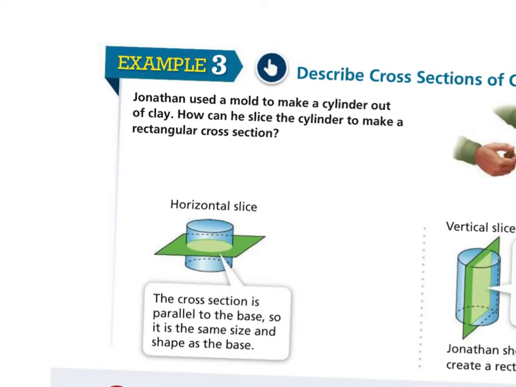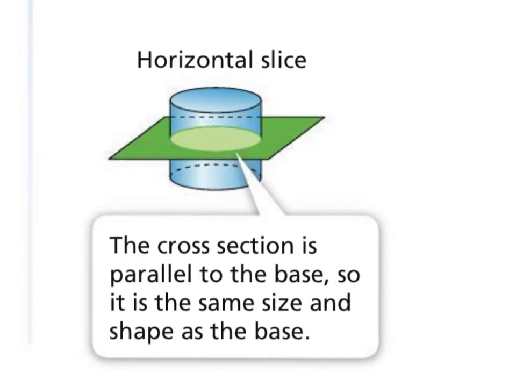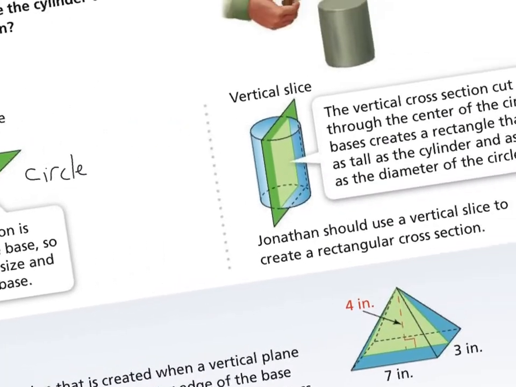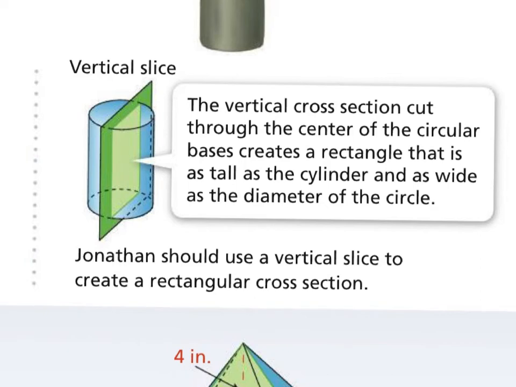So if you think about this, we have this cylinder. If he does a horizontal slice, that is just going to be the same size and shape as the base. In other words, this is going to be a circle if we slice horizontally. If we slice vertically, then we would get a rectangle. And it's just going to depend where we slice this. Vertical slices should give us rectangles.